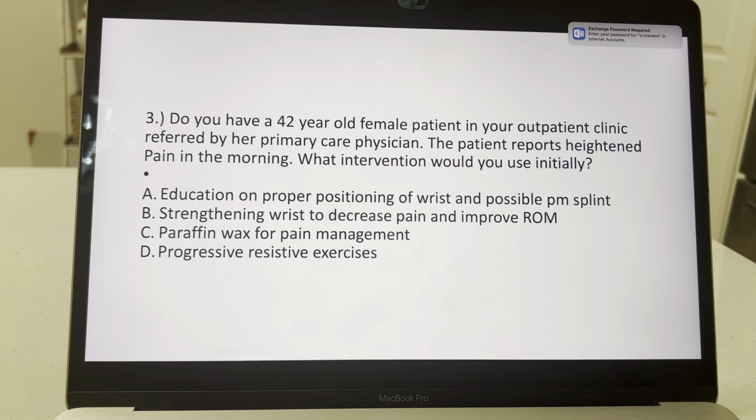This is not meant to be a question in the beginning. It's merely a typo. It's stating that you do have a 42-year-old female patient in your outpatient clinic referred by her primary care physician. The patient reports heightened pain in the morning. What intervention would you use initially?